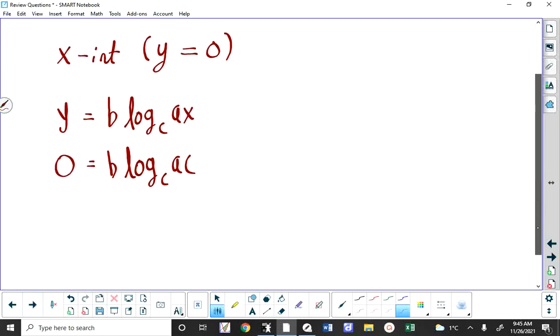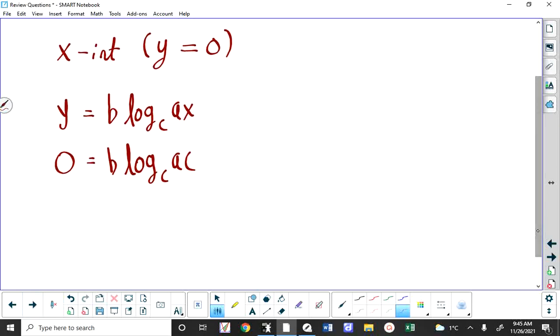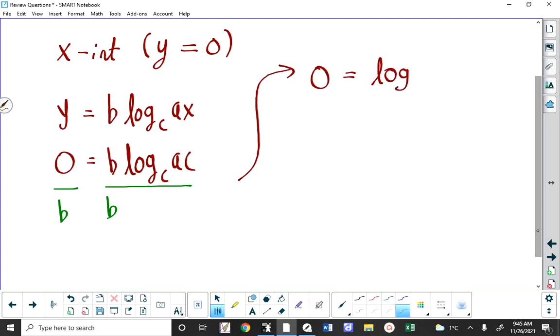So, part of me just wants to say, well, you have to divide both sides by b. But the reason you have to divide both sides by b is when you take a look at what's happening to x, you're multiplying x by a, then you're taking a logarithm of that, and then the last thing you do to x after all of that is you multiply by b. So that has to be the first thing you undo. So when you divide both sides by b, you're still left with 0 equals log base c of ax.